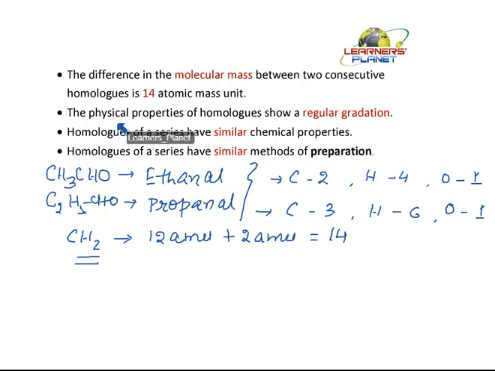Now the next point: the physical properties of homologues show a regular gradation. Now what does this mean? That the physical properties, I told you about the physical properties. What are they? They are the boiling points or the melting points or the density or other properties, right? So in this case, if I talk of boiling points, now what happens? Let's take up our second point. This was our first point. Let's elaborate the second point. Physical properties. Let's take up one property, that is the boiling point.